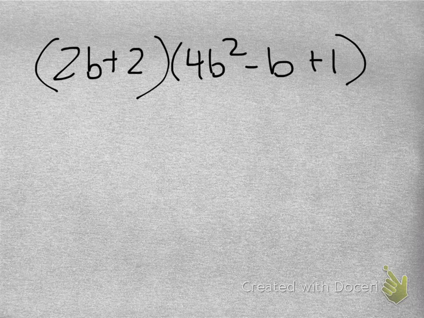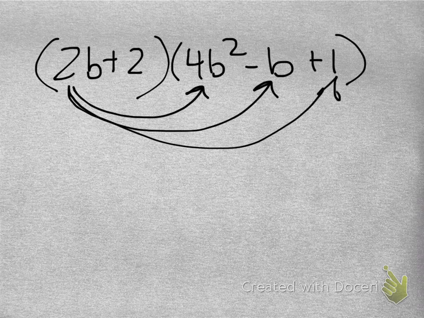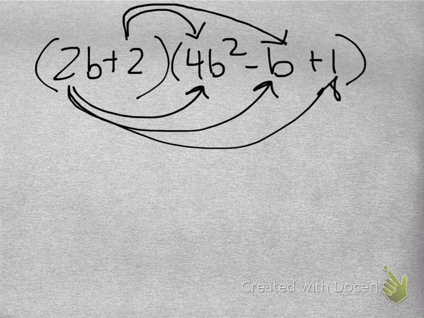Here's a different kind of multiplying. So you have two terms for the first binomial, and then you have multiplied by a trinomial. So we're going to actually have to distribute here twice to make sure we've multiplied every term by the other terms. So we have 2b that we need to multiply by 4b squared, as well as negative b, as well as 1. And then we're going to do the same with the second term. So 2 times 4b squared times negative b times 1.